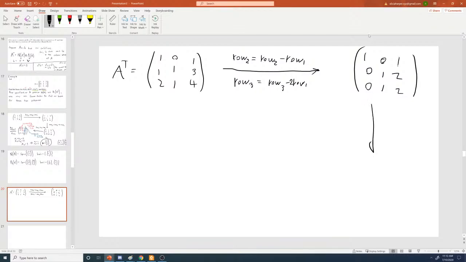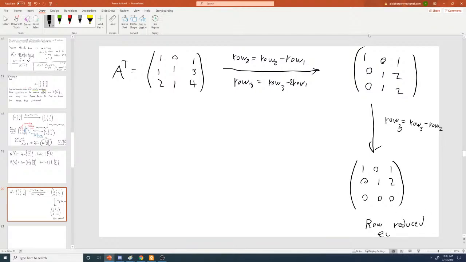Next thing I'm going to do is set row 3 to be equal to row 3 minus row 2, in which case I'm going to get the matrix 1, 0, 1, 0, 1, 2, 0, 0, and this is now in row reduced echelon form.